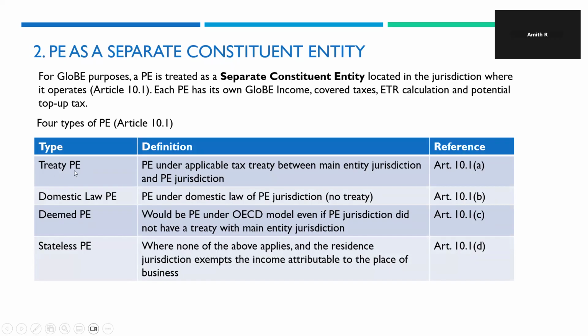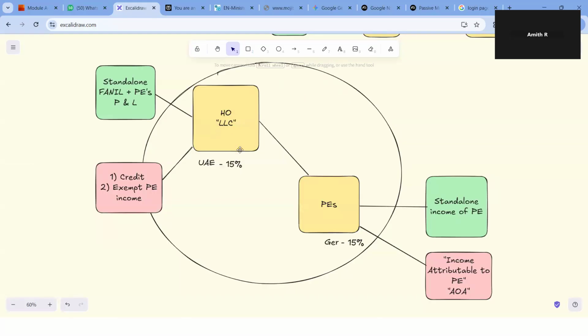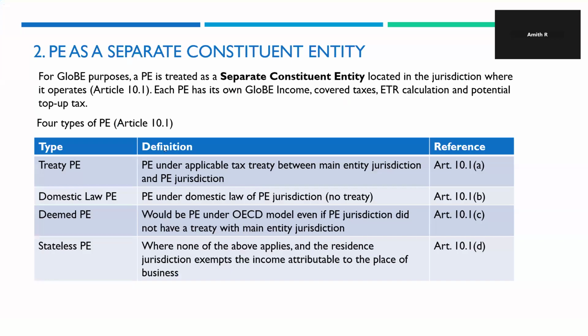The first type is the treaty PE. What is a treaty PE? Let's say that in this example there is a treaty between UAE and Germany, and that treaty says this particular setup is a PE. Then it becomes a treaty PE as per the treaty. So a PE under the applicable tax treaty between the main entity jurisdiction and the PE jurisdiction is called a treaty PE.